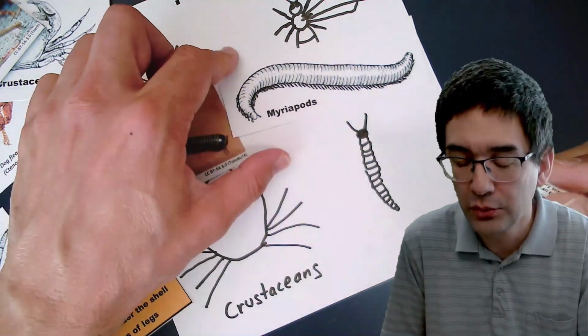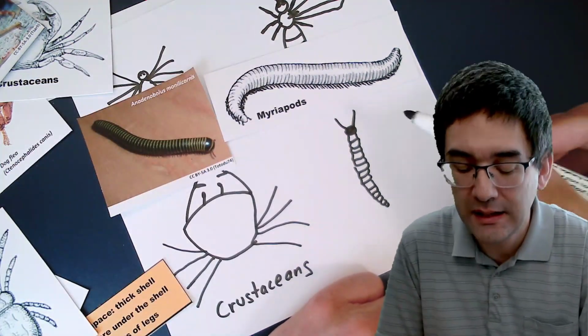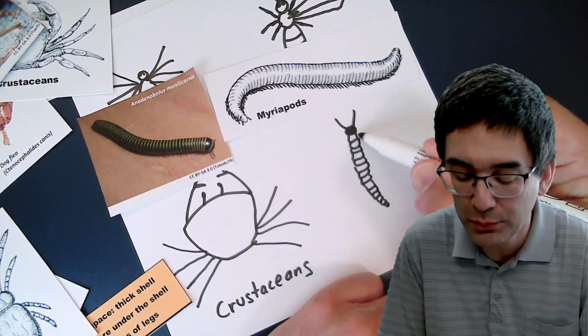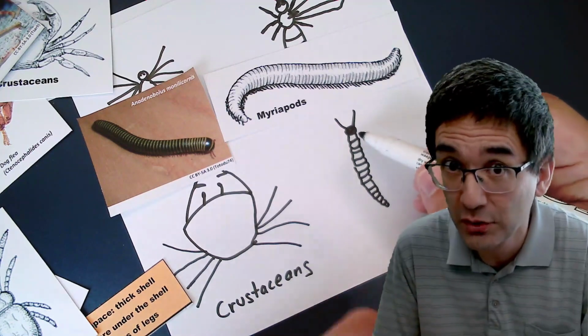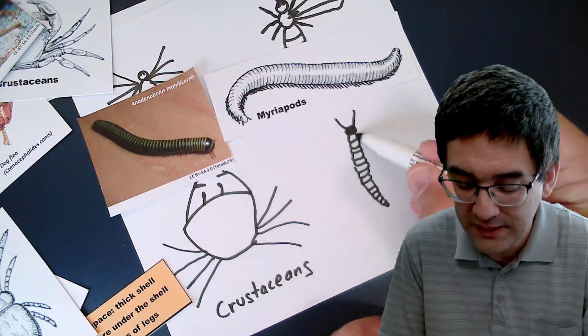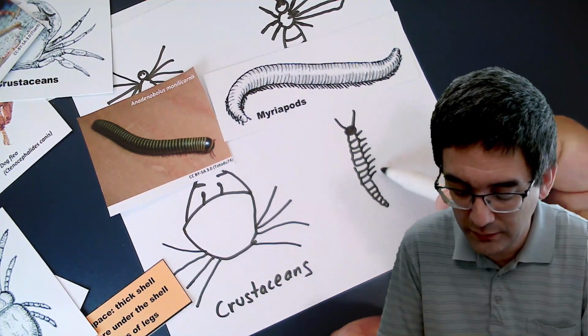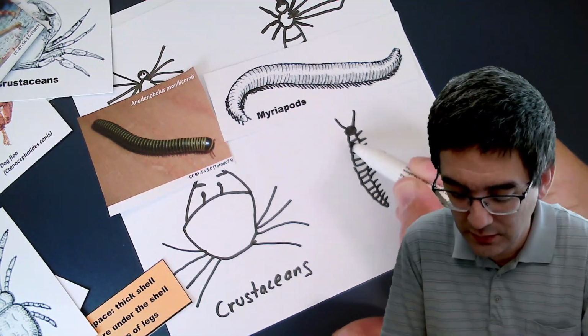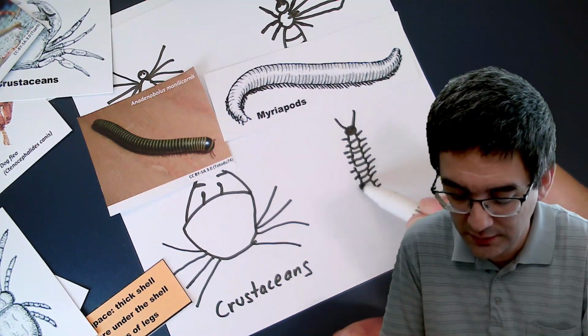Now I'm going to draw the legs, and millipedes have 2 legs per segment. So those parts here are called segments. Basically 2 pairs of legs. And centipedes, they only have 1 pair. So I'm just going to draw 1 over here each, and for each segment on the other side as well.